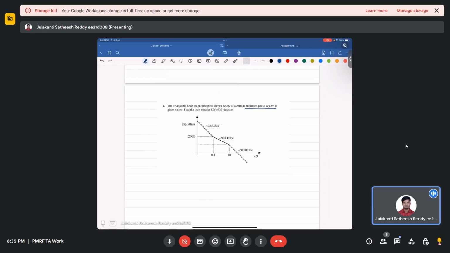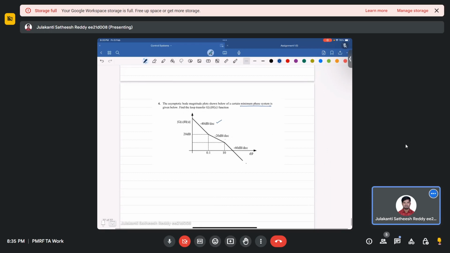So initially it is minus 40 dB per decade, right? Now this one is minus 20. From minus 40 to minus 20 means there is an addition of a 0, because we have seen minus 20, minus 40, minus 60, again minus 40. That means there is a 0. That's why we have an addition of 20 dB. So if we have a 0, it will give plus 20 dB. You have to add it for 1 decade, right? Now again it is minus 60 dB. So minus 20 to minus 60 means there is a minus 40.